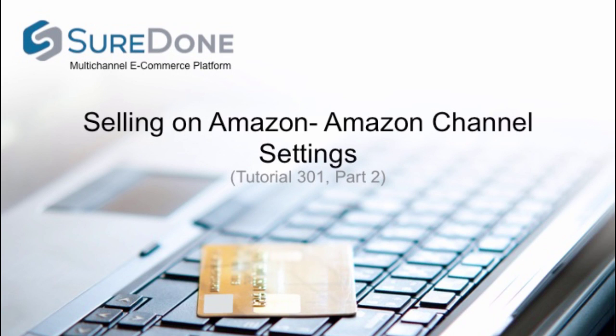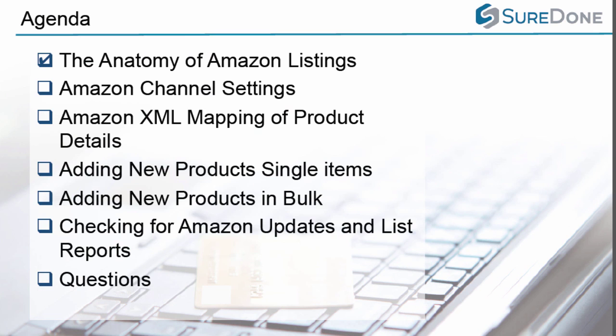Now that we know what kind of information is needed for each product type, we're actually going to go through and show you how to make sure that your Amazon channel settings are set up correctly so that you can go ahead and get to listing products.